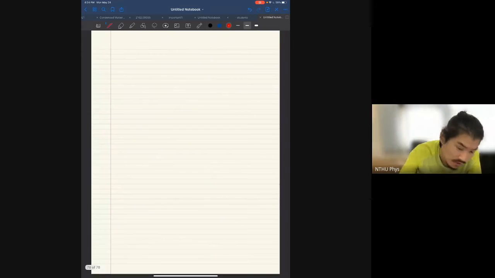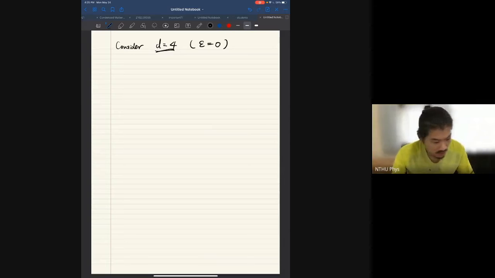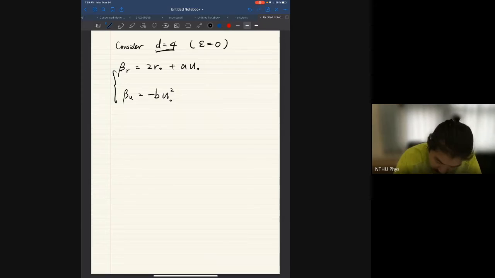Okay, now we want to consider d equals 4. So we discussed the less than 4 case. Now we want to consider, does this give you some kind of understanding for the d equals 4 case, which corresponds to the epsilon goes to 0 case? So in this case, the beta function is just taking epsilon goes to 0 to get this kind of beta function. Okay, this is the beta function for d equals 4.